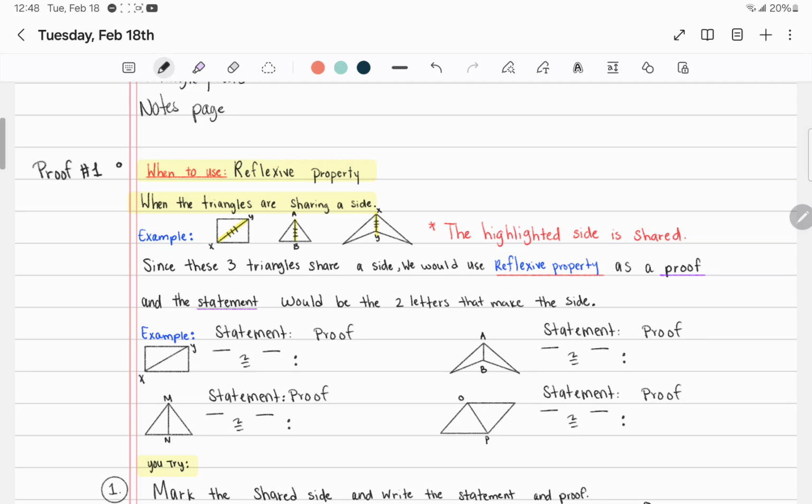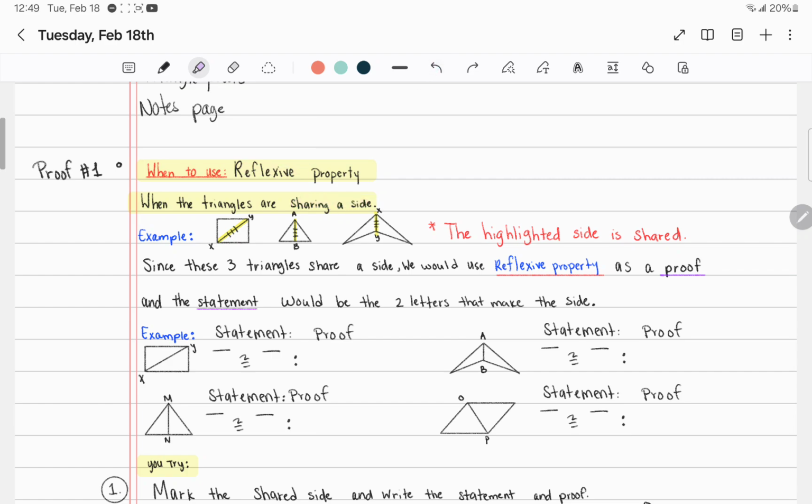So to start, we're looking at reflexive. Proof number one, when to use reflexive property. It says, when the triangles are sharing a side, we use reflexive. Shared side means reflexive. Shared side means reflexive.